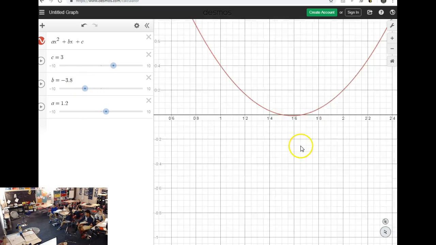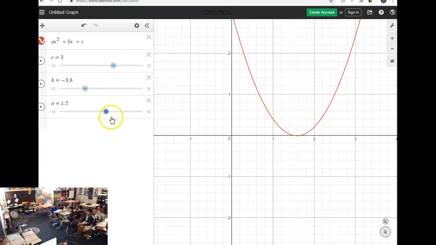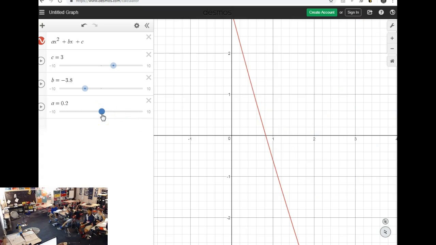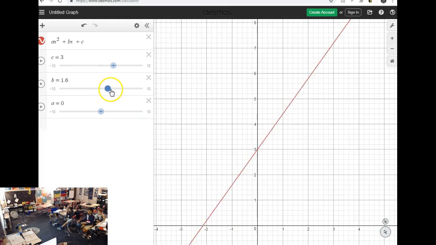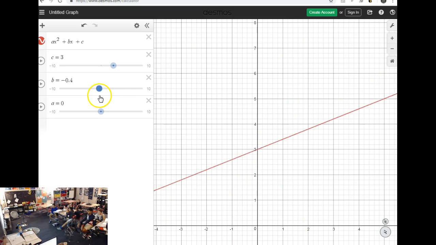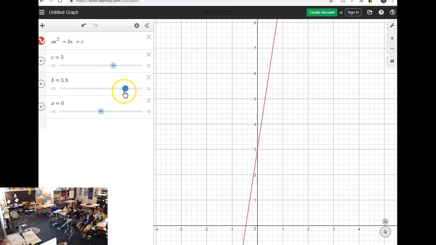What if you make the A 0 and then try the B? Then it just changes your slope, because then it's no longer parabolic. Okay, it's just linear. So this is different when it's just linear. See, the x-intercept is 3, and B is just slope.